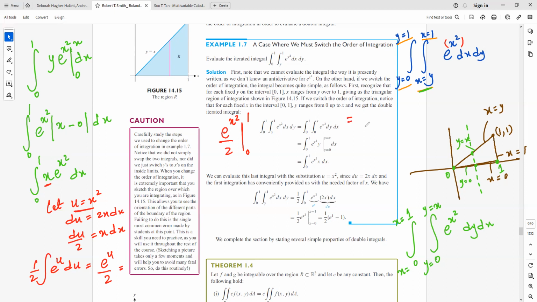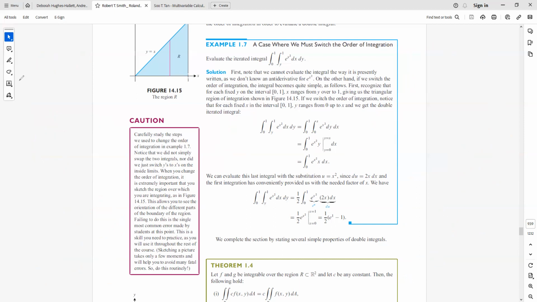So now this becomes e to the power 1 minus e to the power 0, over 2, which will give 1 over 2 times (e minus 1). And that is the solution for this integral, right? So this is the way we can just swap the order of the integrals.